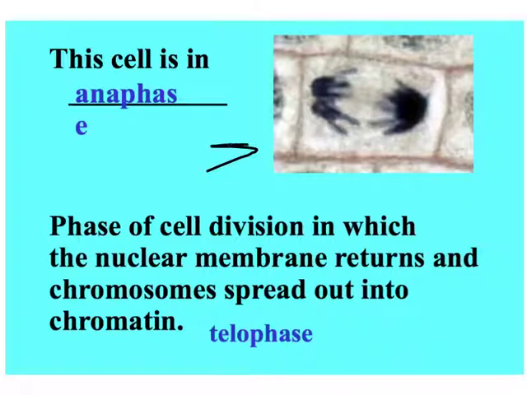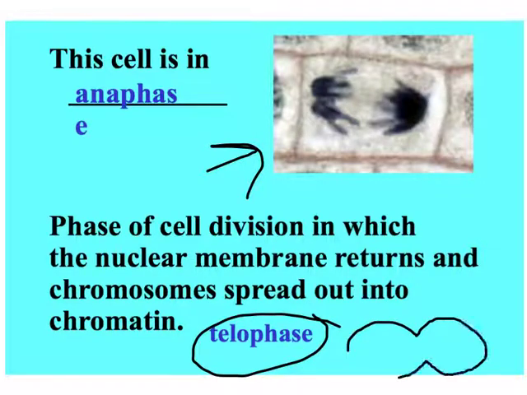All right, the cell pictured here is in anaphase because we can see the sets of chromosomes are being pulled apart to opposite sides of the cell. The phase of cell division, in which the nuclear membrane returns and chromosomes spread out to chromatin, this is the very last part of mitosis, or the butt end, and that is telophase, right? We start to see the two new nuclei forming in its own side of the cell.